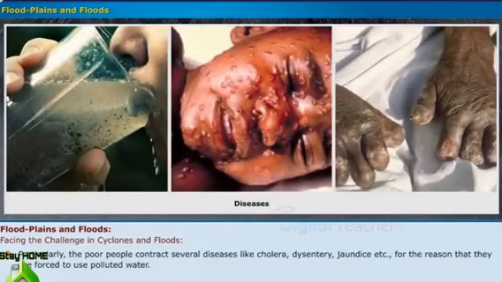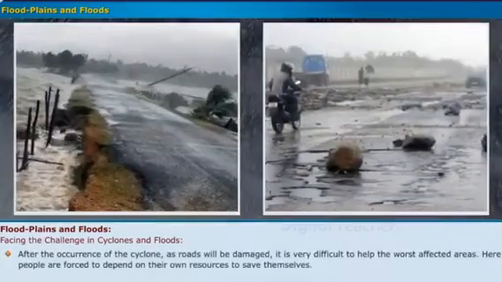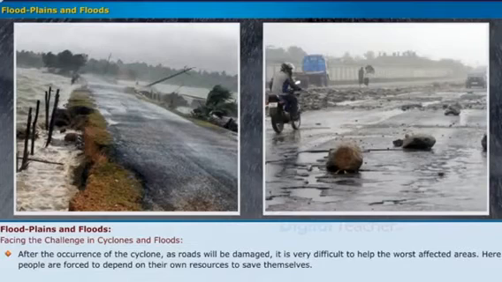Particularly, the poor people contract several diseases like cholera, dysentery, jaundice, etc., for the reason that they are forced to use polluted water. Only those with resources are able to arrange for safe bottled water to drink. After the occurrence of a cyclone, as roads will be damaged, it is very difficult to help the worst affected areas. Here people are forced to depend on their own resources to save themselves.